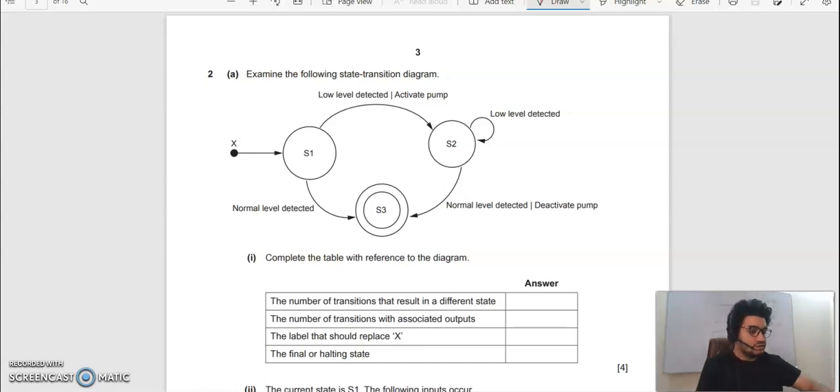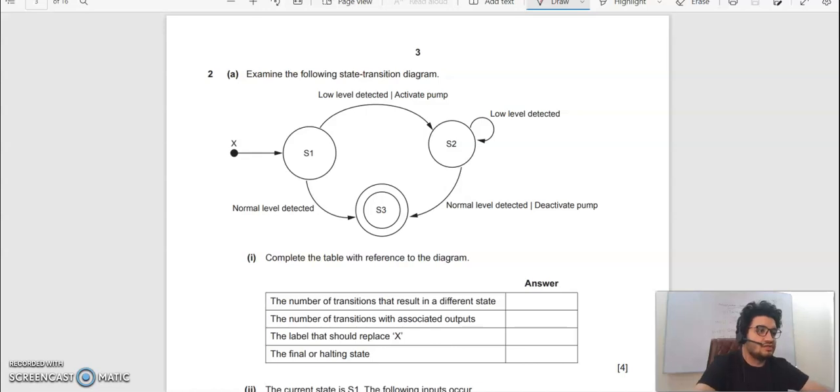All right, so question number two says examine the following state transition diagram. Complete the reference table with the diagram. Now, of course, very quickly, guys, state transition diagram is something which you should be aware of before solving this paper. But as the name suggests, it's going to keep track of different states that a particular system can be in, and the important thing is how the transitions occur.